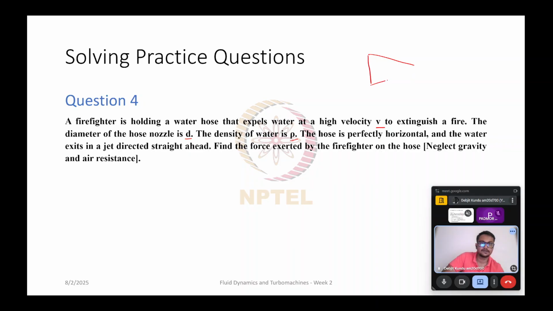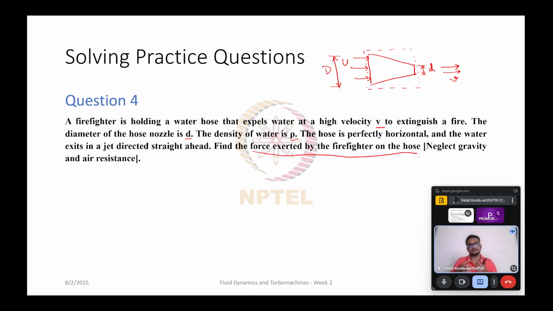Now, this may be a little bit incomplete. So let's say my nozzle is like this. This exit diameter, let's call it small d, and water is coming out with a high velocity v. And similarly, if this is what we consider to be our control volume, then there has to be some fluid flowing in from here as well, the fluid being water over here. So let's say this velocity is capital U, at some larger diameter, capital D. In this case, we need to find out the force exerted by the firefighter on the hose.